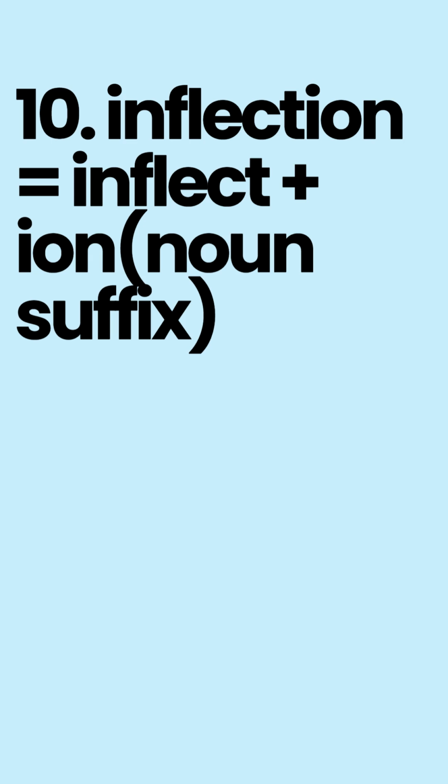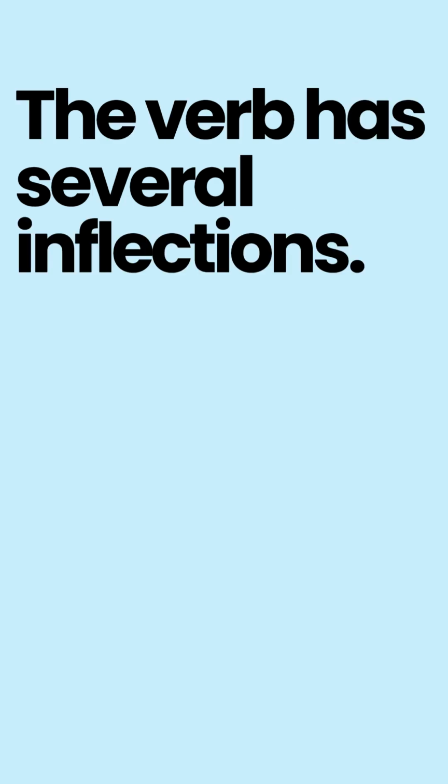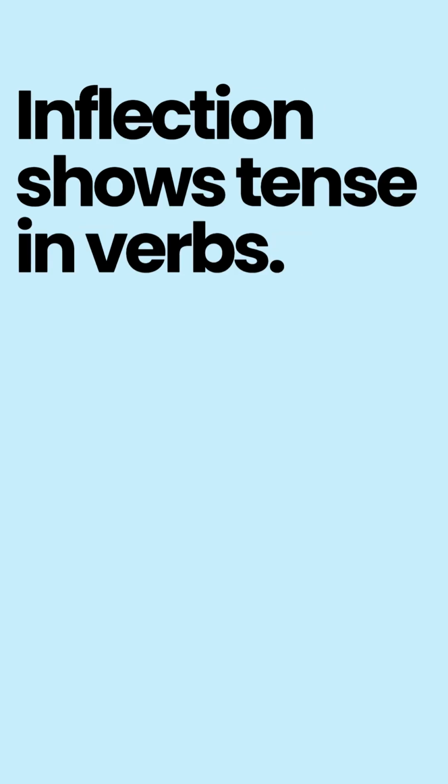10. Inflection. Inflect, ion suffix. Definition: a change in the form of a word to express different grammatical categories. A change in pitch or tone in the voice. Example sentences. The verb has several inflections. Inflection shows tense in verbs. Can you hear the inflection in her voice?